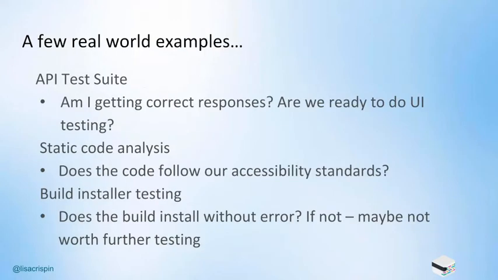So just to give a few examples. Let's say we have a product with a UI and we have an API for it. Probably we want to make sure the API tests are passing, that those responses are correct, before we bother to test the UI, because if the API has a problem, then the UI is not going to work anyway. So why waste time testing that? That could mean let's run our API test suite first and make our UI test suite dependent on that passing. Static code analysis. Maybe the team has set up accessibility standards that are verified by our static code analysis, and is the new code that we've just checked in following those standards?